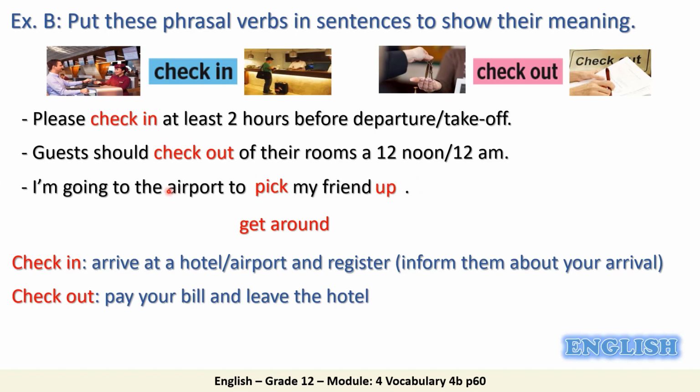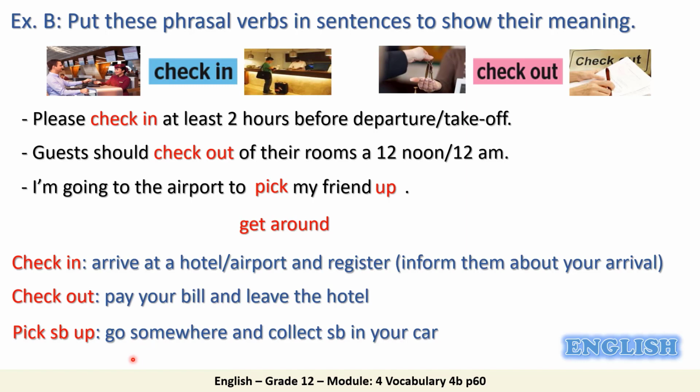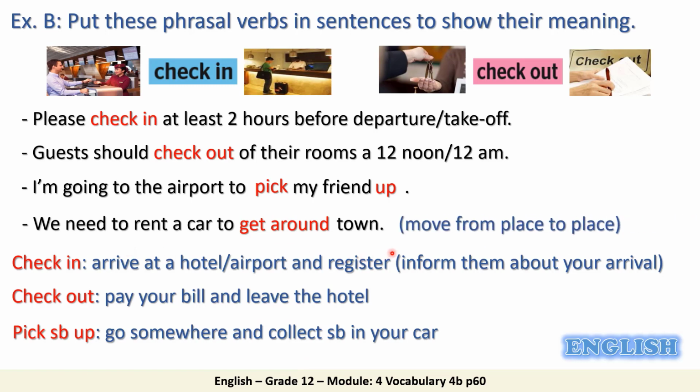As for pick up, you can say I'm going to the airport to pick my friend up. So pick up means that you go somewhere and collect or take somebody in your car to wherever he wants to go. As for get around, you may say we need to rent a car to get around town. So get around means to move from place to place, to discover the town, to discover the surroundings, etc. Okay?